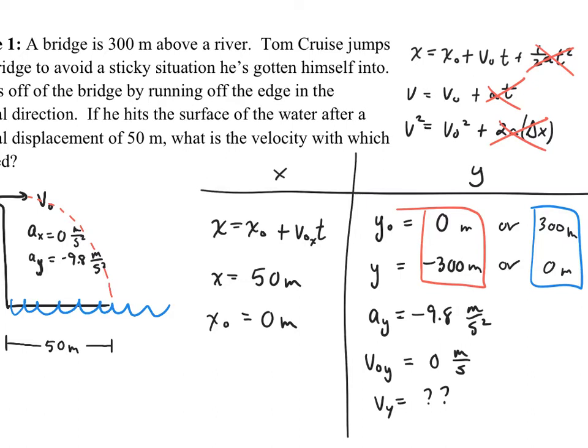Circle this, asterisk this, right here. This is the most important part for horizontally fired projectiles. V0 in the y direction is 0. Okay, that is huge. I don't know if you need to put stars around it or something, but please do it in your notes. That's so important.